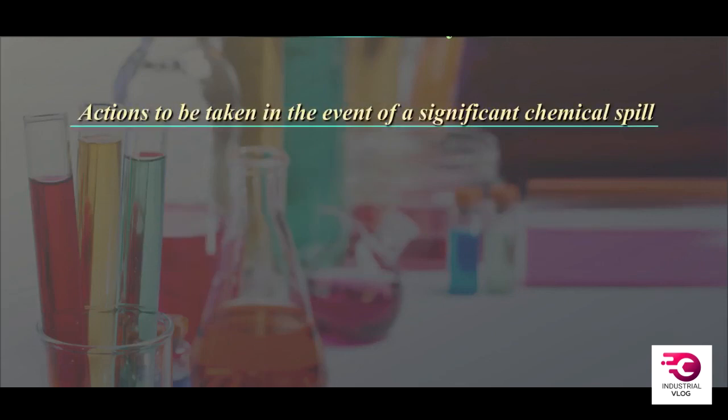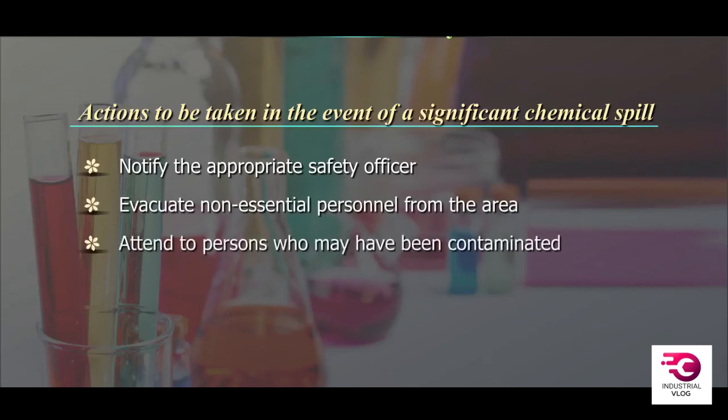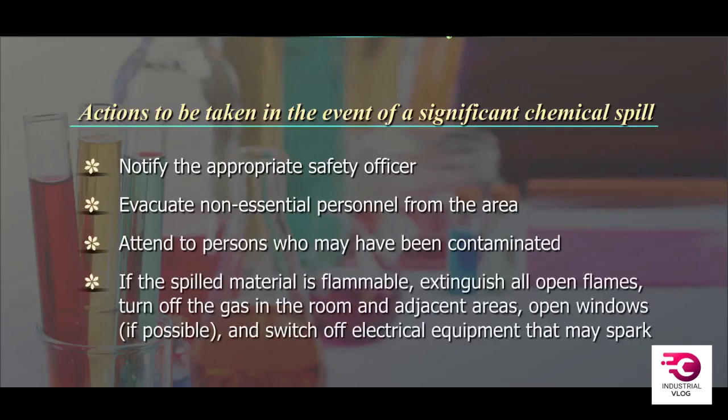Actions to be taken in the event of a significant chemical spill. Notify the appropriate safety officer. Evacuate non-essential personnel from the area. Attend to persons who may have been contaminated. If the spilled material is flammable, extinguish all open flames, turn off the gas in the room and adjacent areas, open windows, if possible, and switch off electrical equipment that may spark.